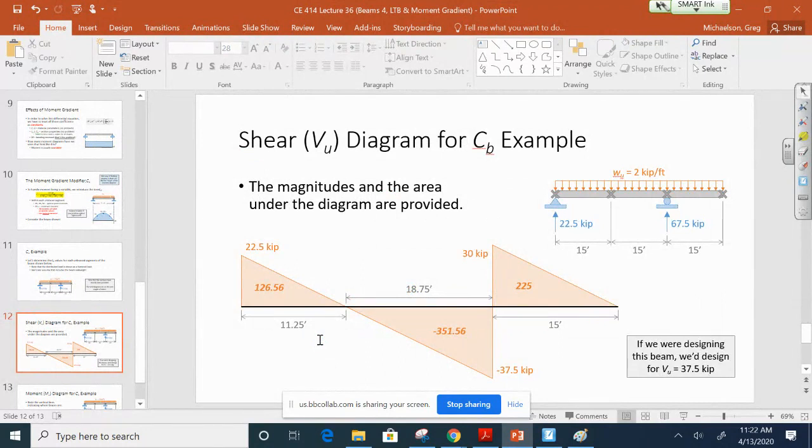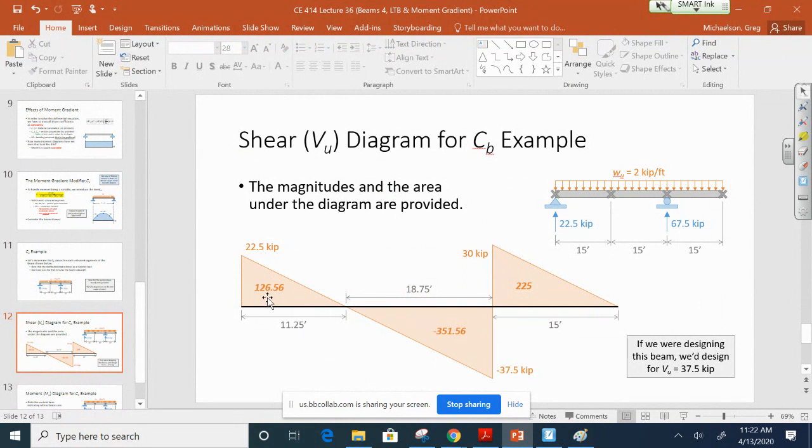Remember, this is a factored shear diagram. So let's go back. This is structural analysis, right? So what do we have? We have a reaction of 22.5 kips. We go up 22.5. Then we go down at a rate of 2 kips per foot for a distance of 30 feet. So 2 times 30 is 60. If I'm at 22.5 and I go down 60, that puts me down to negative 37.5. Jump up a sudden 67.5 up to 30, and then track back down to 0.